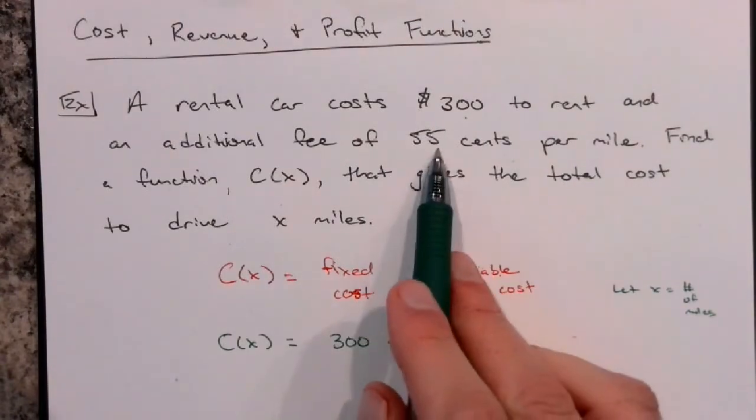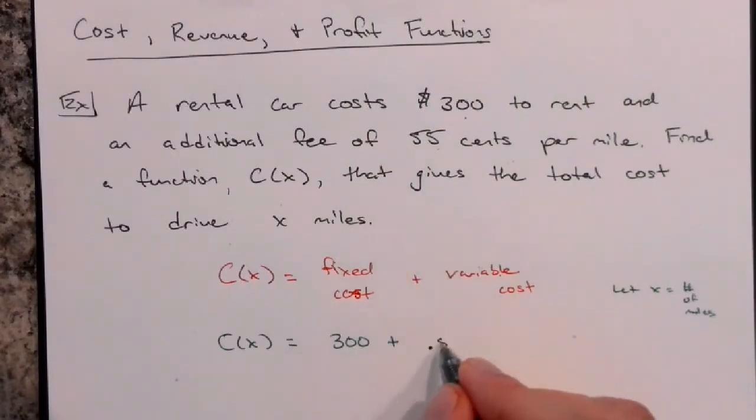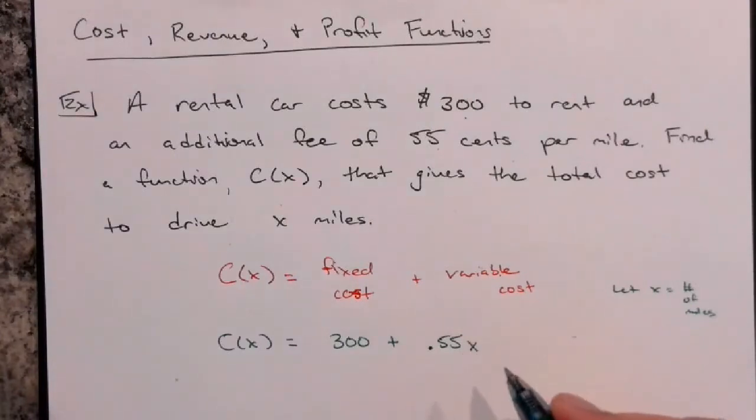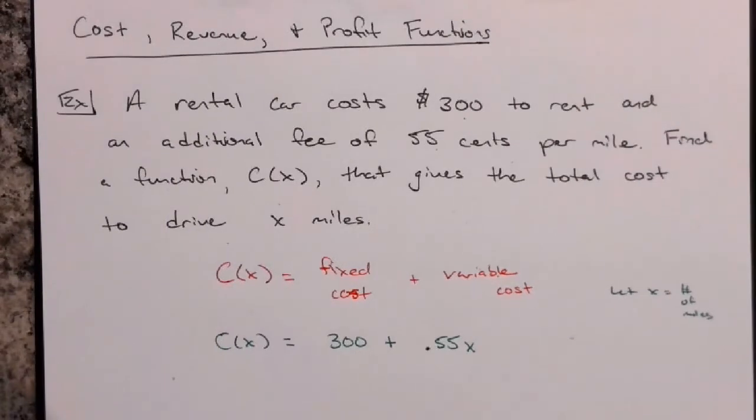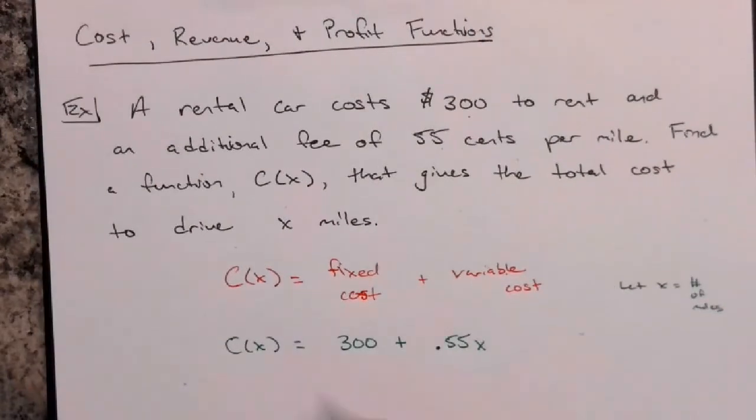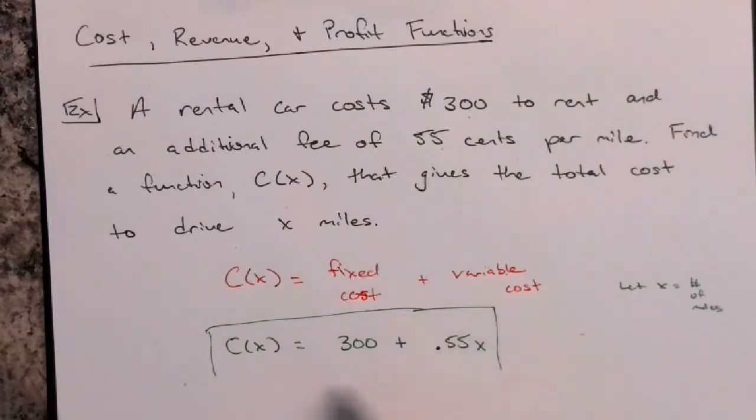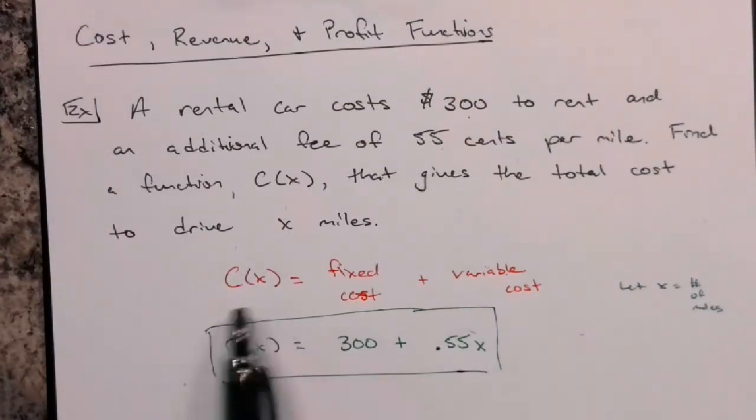In our case, 55 cents in dollars would be 0.55 times how many miles we drive. Well, we are trying to figure out the cost to drive x miles. If it was 1 mile, it would be 0.55 times 1. If it was 2 miles, it would be 55 cents times 2. 3 miles, 55 cents times 3. x miles, the unknown, 55 cents times our unknown. So this would give us a function, C of x, such that I could pick any x value for miles, and I could tell you how much it would cost me to drive. So the cost function usually has to do with a fixed cost plus a variable cost.